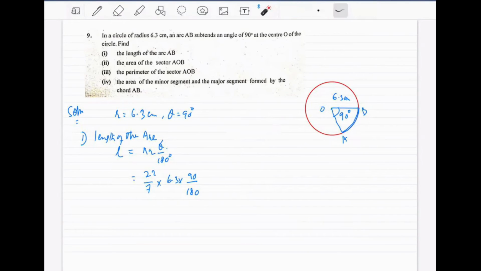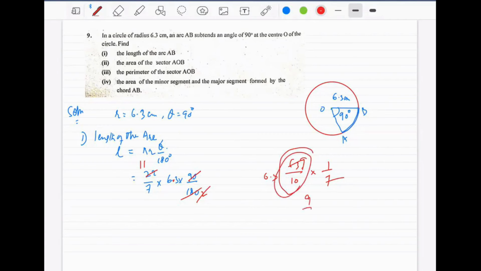You listen carefully before copying. All right. And I can cancel out 90 and 180. 9 twos are 180. 2 and 22 you can cancel out again, 2 elevens are 22. 7 and 6.3 you can cancel out. Look, 63 by 10, this is 6.3. You can cancel it by 7. 7 nines are 63. What is remaining here? 9 by 10 part is remaining, right? 9 by 10 will be how much? 0.9.